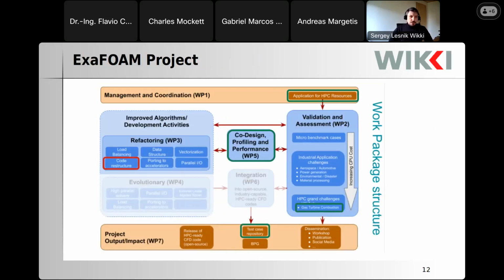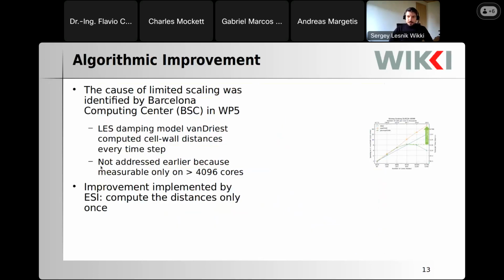You wouldn't need it to do it every time step. So we talked to the ESI and talked about this problem, and they implemented a solution in the work package 3 code restructure, right?